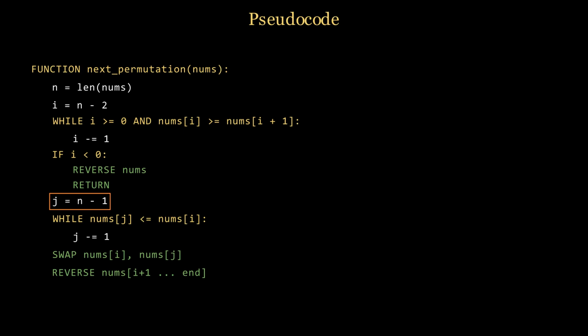Otherwise set j at the last index. Move j left until nums j is greater than the pivot value. Decrement j while values are too small. Exchange pivot slot and successor slot. Reverse the suffix after i to minimize the tail.